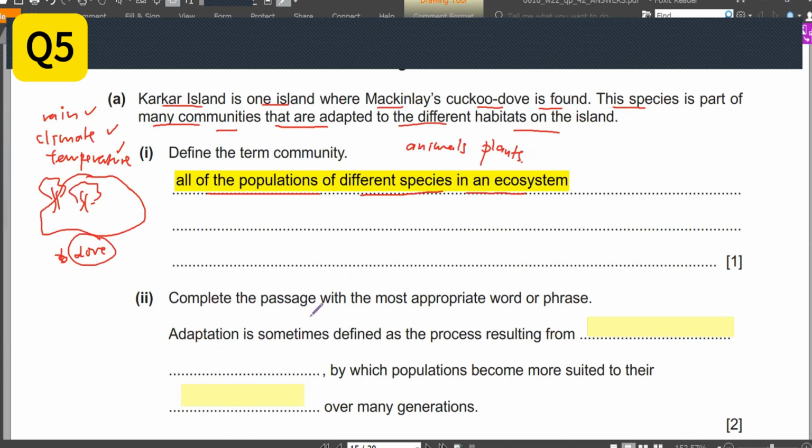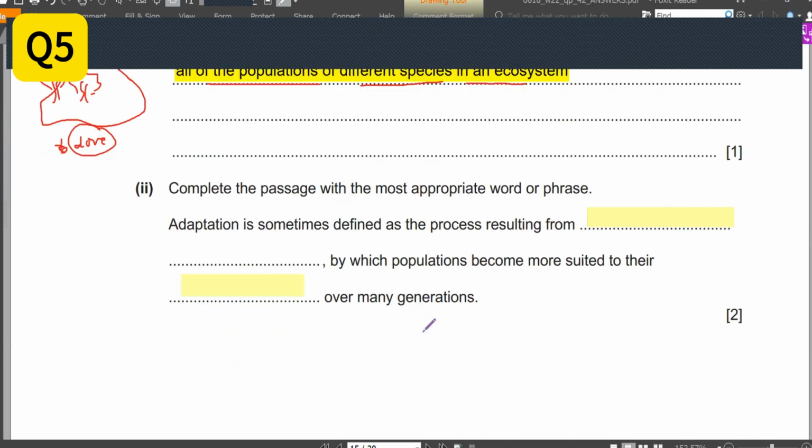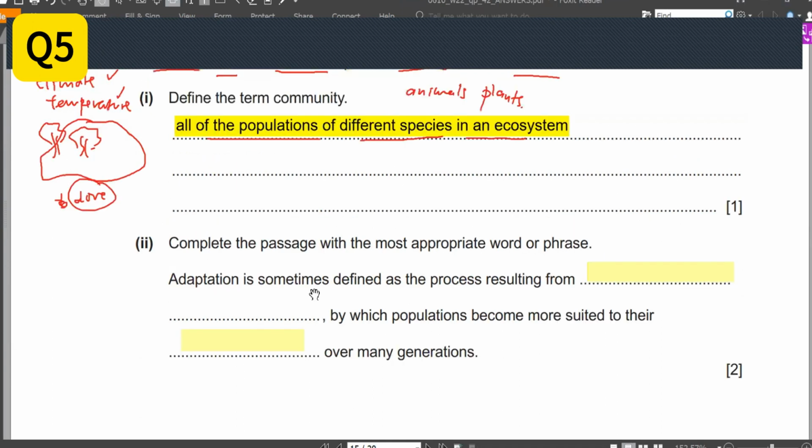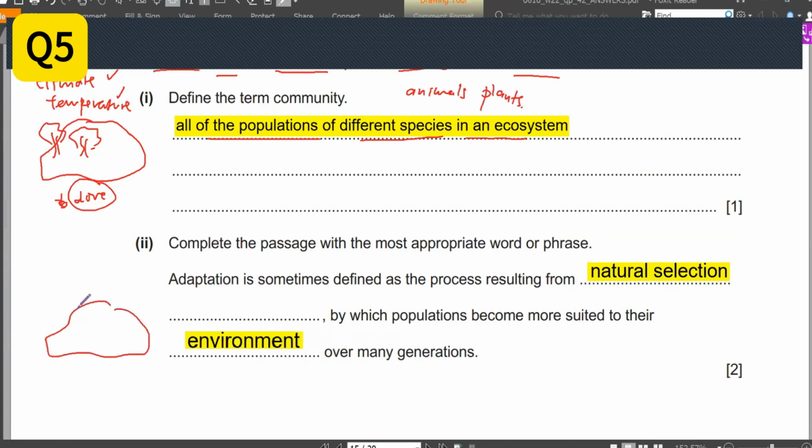Complete the passage with the most appropriate word or phrase. Adaptation. What does adaptation mean? The process resulting from natural selection by which populations become more suited to their environment over many generations. Because the environment itself does not change, it remains pretty constant. So for the animals or the plants to survive in this environment, they need to change themselves.